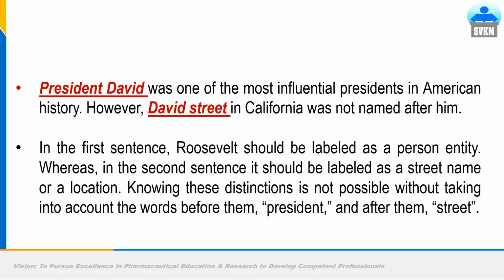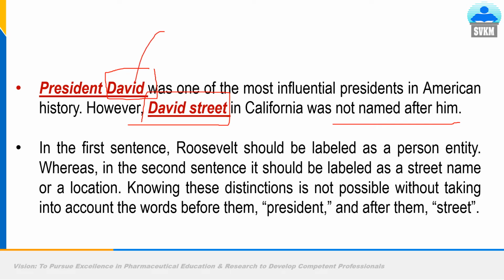President David was one of the most influential presidents in American history. However, David Street in California was not named after him. So the word David is used two times. In the first sentence, Roosevelt, or I mean David, should be labeled as a person entity. Whereas in the second sentence, it should be labeled as a street name or a location.